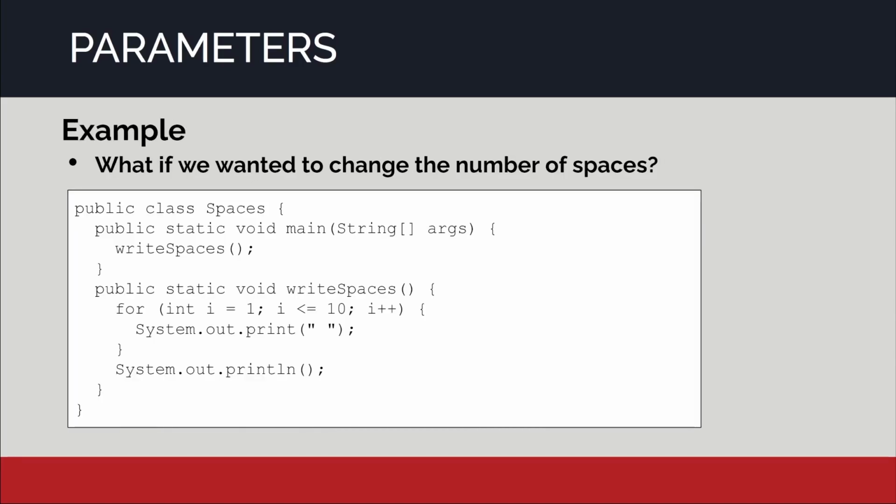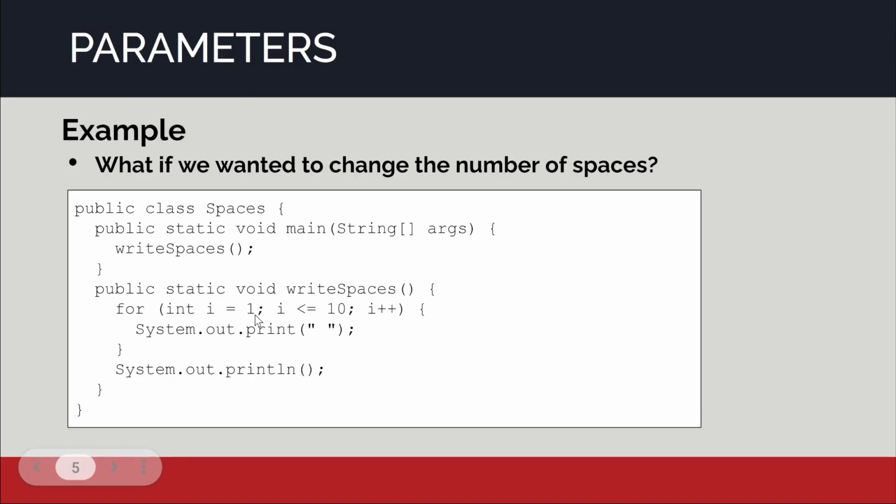All right, so here's an example. We have this class called Spaces, and it's got a main method. We're familiar with that. The main method calls a method called writeSpaces. So if we look at the code for writeSpaces, it just has a simple for loop, which we've been using. We're familiar with this.